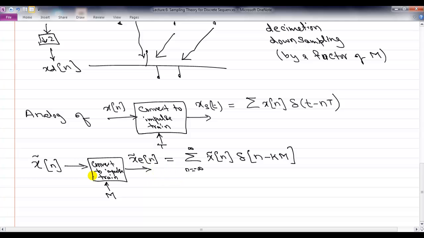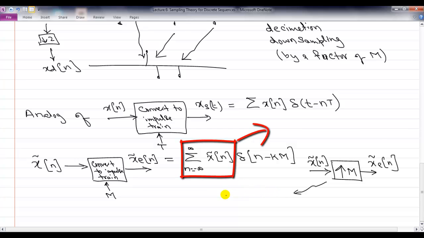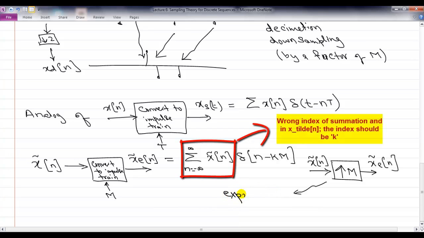Now, in the classical literature, there is again a shorthand for that, because creating this inside a digital machine is very simple. So the shorthand for that is given by just the reverse of what you have for downsampling. You put an up arrow and the number m. So you have x tilde of n, and you have x tilde of e of n. Okay. In the classical literature, this operation is called an expander or expansion.